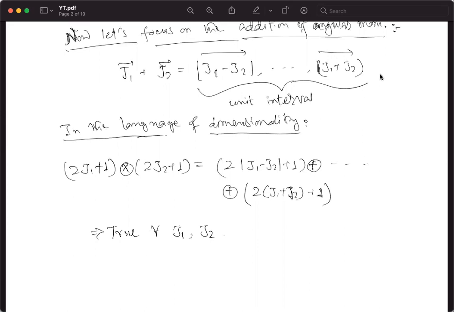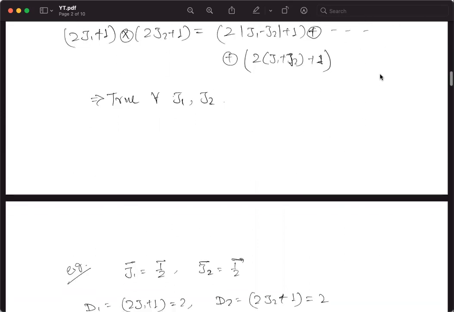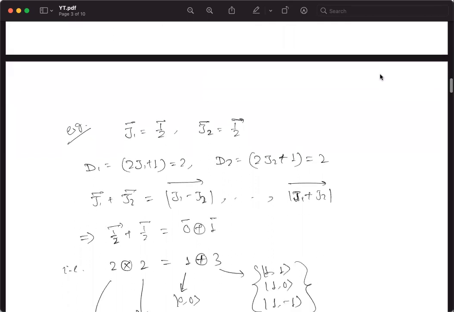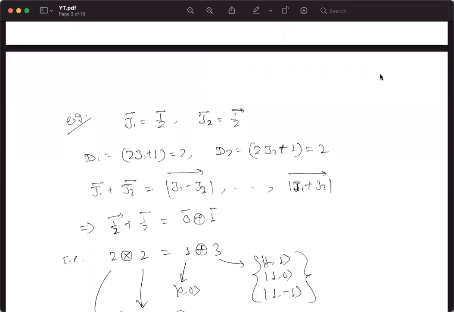And this is true for any value of J1 and J2. Now let's try to understand this theory with some example. Consider J1 equal to half and J2 equal to half.